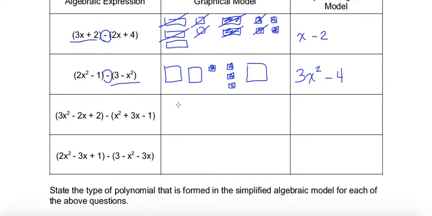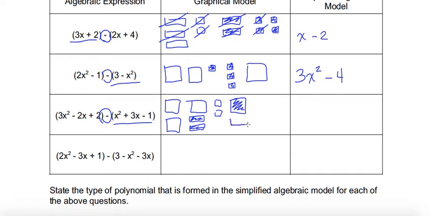Moving on, I have 3x squared, so 3 large squares. Negative 2x, so 2 rectangles. These ones are shaded in because they're negative. And positive 2, so 2 small squares. I'm looking at my negative sign, so everything in that bracket after that becomes the opposite sign. So instead of x squared, it's negative x squared, so 1 large shaded square. Instead of positive 3x, it's negative 3x, so 3 rectangles shaded in. And instead of negative 1, it's positive 1, so it's 1 small square.